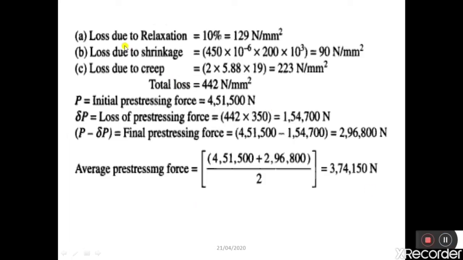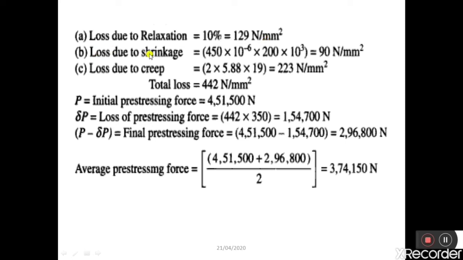And now let us consider the different types of losses in prestress. So first, let us consider the loss of prestress due to relaxation. It is given that loss of prestress due to relaxation is 10% of initial prestress. So 10% of initial prestress means we will get the loss as 129 Newton per mm square.